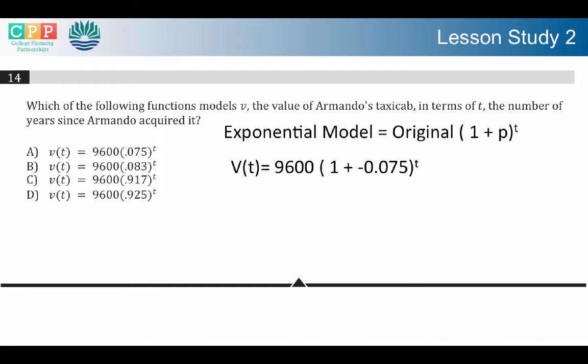So in this case, it would be V of T equals 9,600 times my 1 plus, again it's decreasing, so it's a negative 0.075, raised to the T. When I simplify that, it is this model. I would just subtract the 0.075 and I get 0.925 to the T, which gives me answer D.